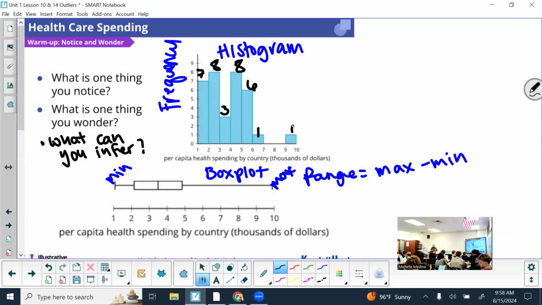Okay, there's a potential outlier. Where's the outlier from? So on the histogram, it's easier to see potential outliers. You'll see why I say potential in a second. And what is an outlier, like in simple terms?